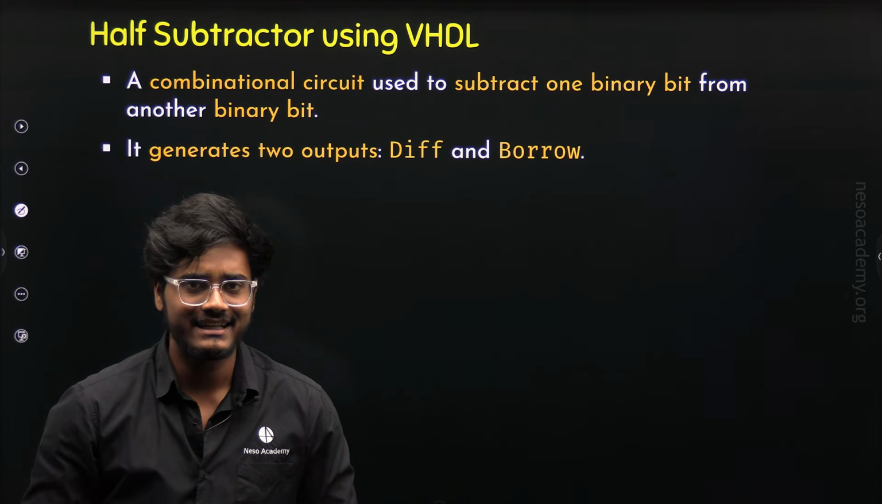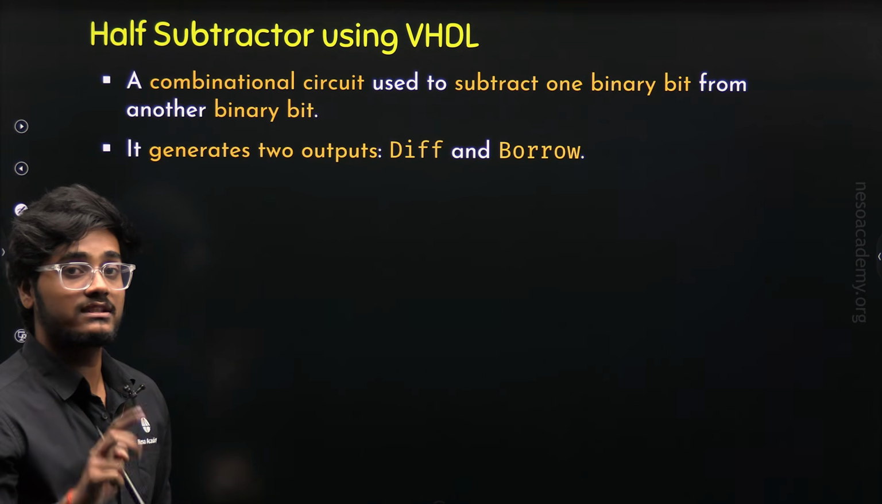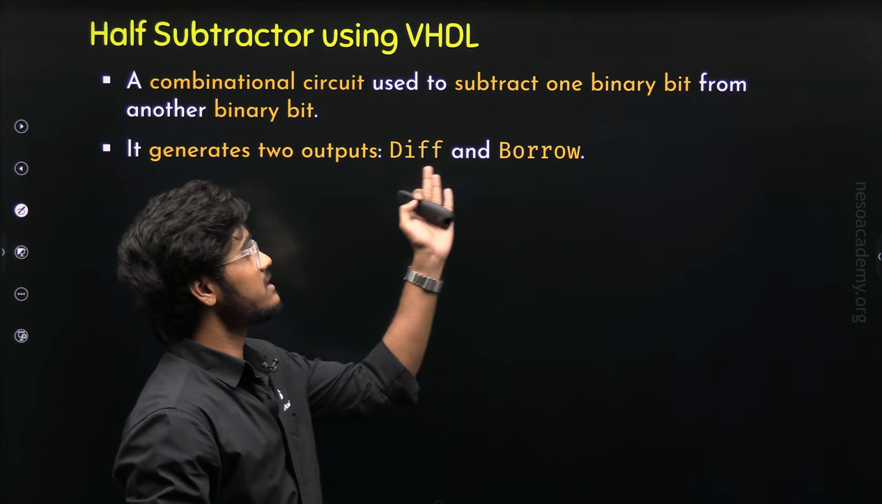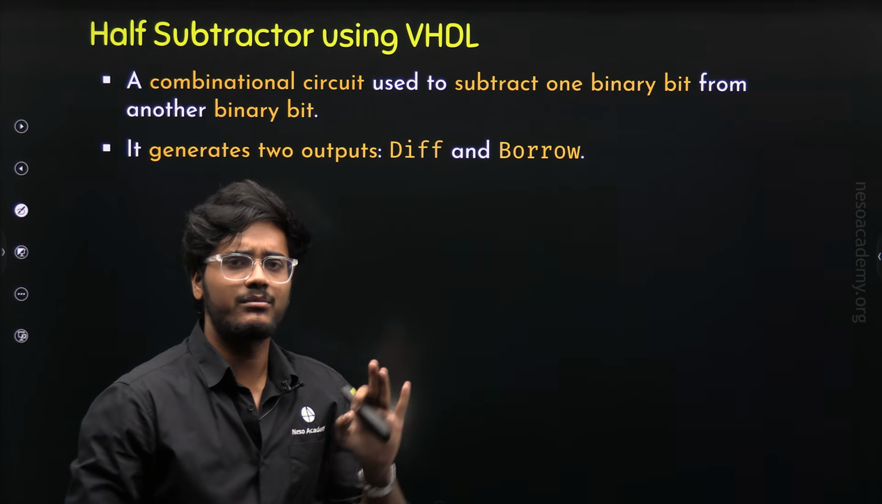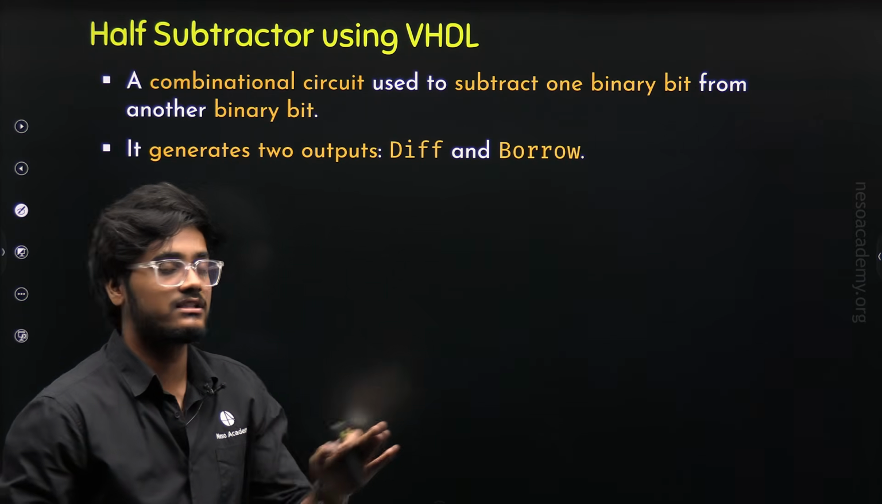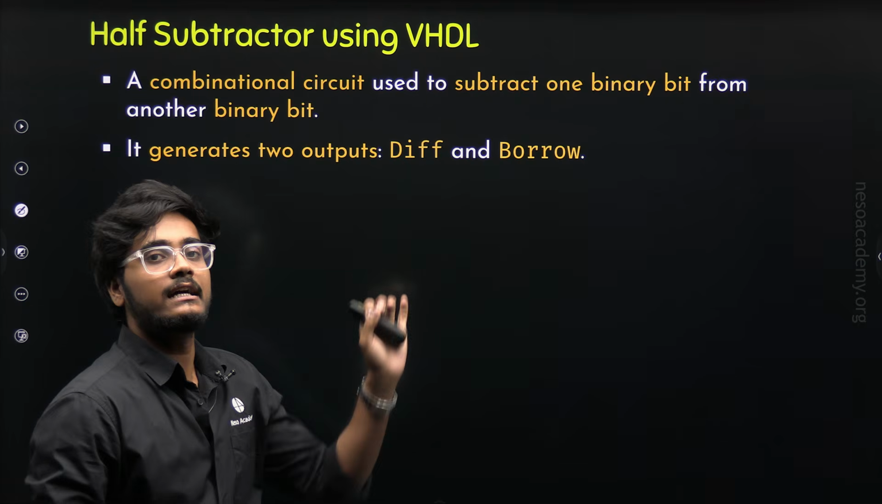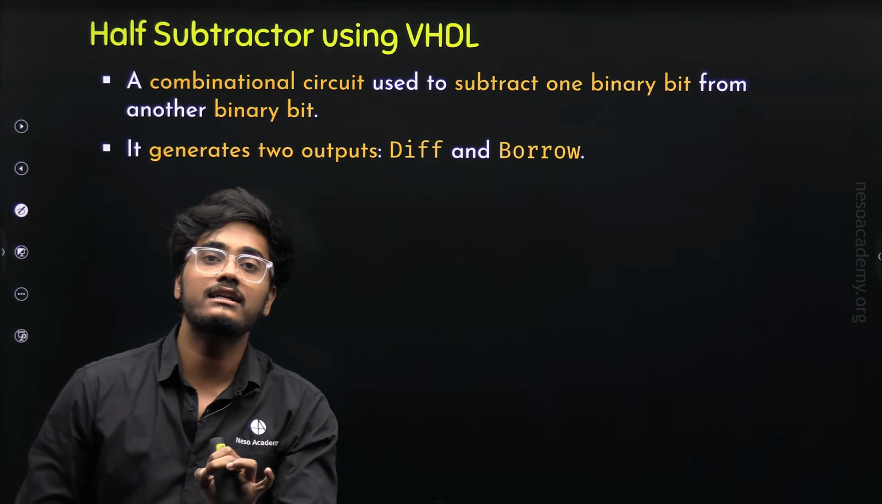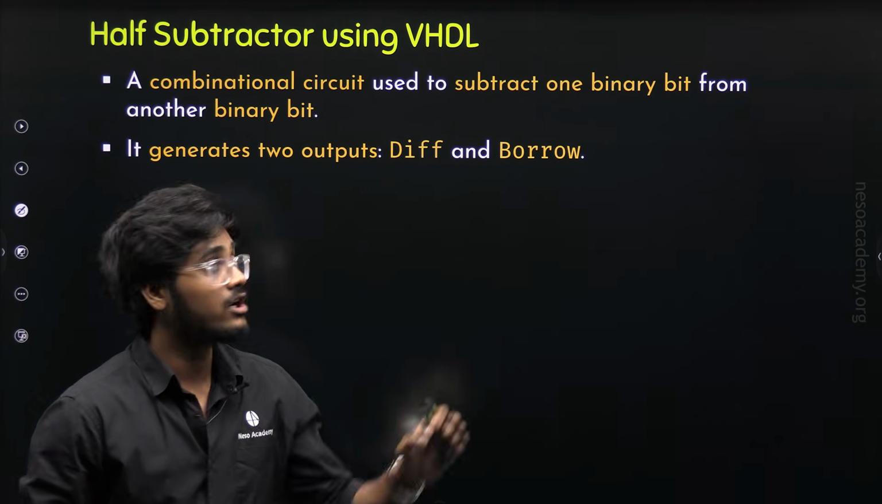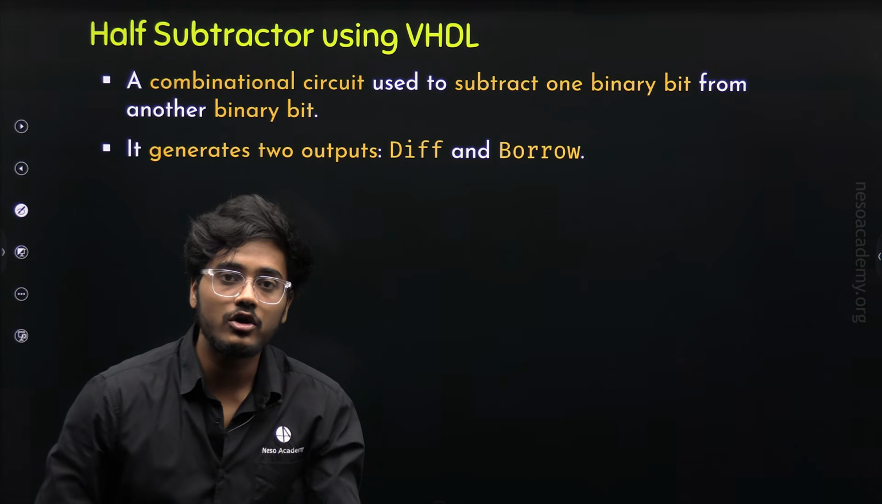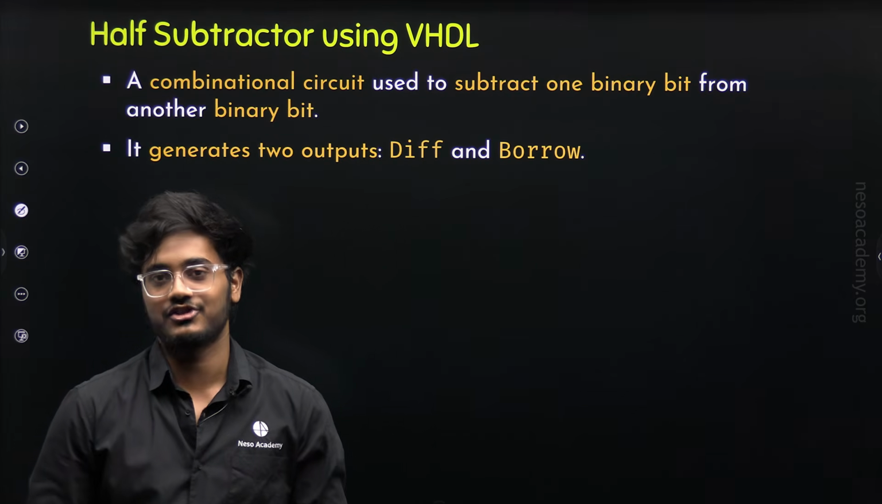And just like I said, half subtractor generates two outputs, difference and borrow. Here I am representing the output difference with diff. Now difference is the result of subtraction and borrow is the borrow generated during subtraction.